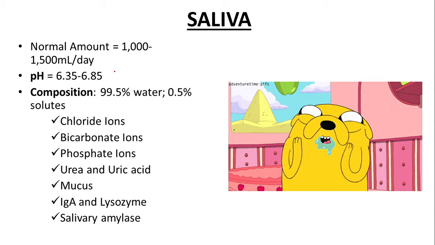And then for the other substances, you have your chloride ions, which is important for activating your salivary amylase here, which is an enzyme. Then you have your bicarbonate and phosphate ions, responsible for buffering your saliva and making it less acidic. Then you have your urea and uric acid, which are waste products, which is why sometimes your salivary glands get called sweat glands of your mouth. Then you have your mucus, of course, containing mucin for binding into a bolus. And then you have your IgA and lysozyme, which contain antimicrobial or antibacterial properties.